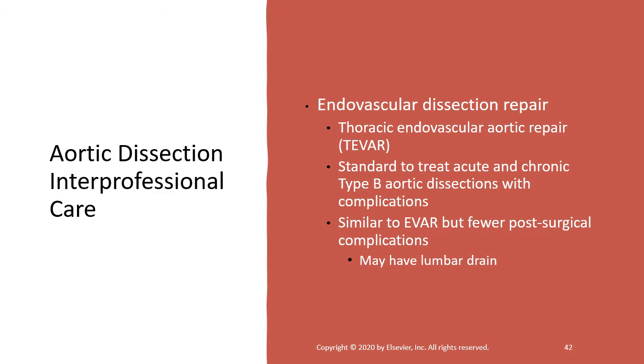Endovascular repair is a treatment option for acute type B aortic dissections with complications such as hemodynamic instability, and chronic type B aortic dissections with complications, for instance, peripheral ischemia. Thoracic endovascular aortic repair, or TEVAR, is similar to an EVAR. Fewer post-surgical complications occur with TEVAR. However, TEVAR does not prevent the risk for renal failure, paraplegia, or stroke. A lumbar spinal drain may be inserted to help decrease or prevent neurological complications. If a lumbar drain is used, strict aseptic technique is essential to prevent infection.